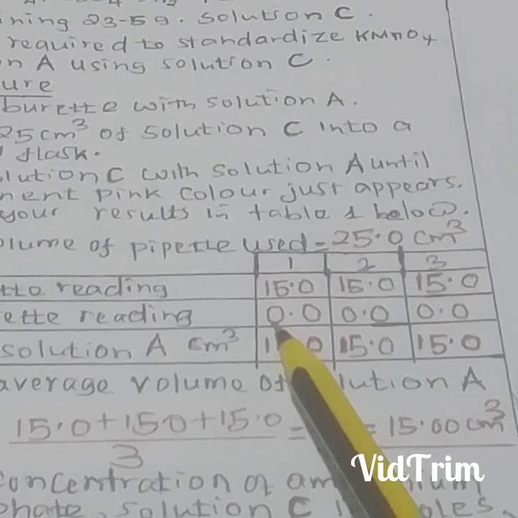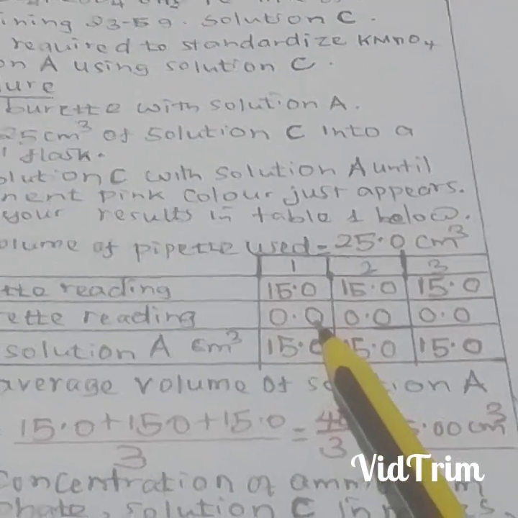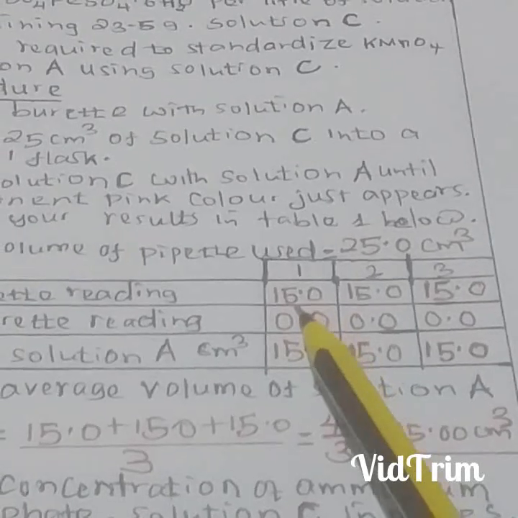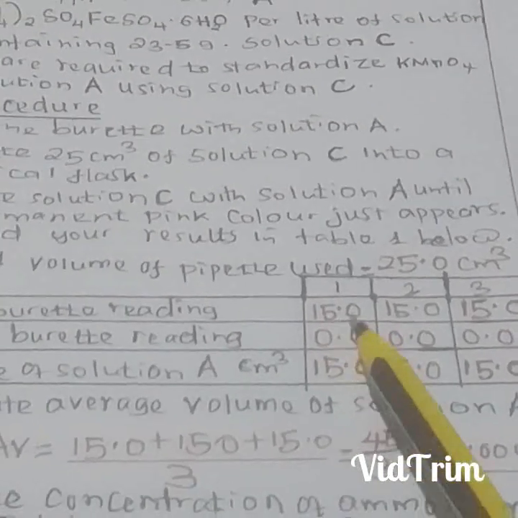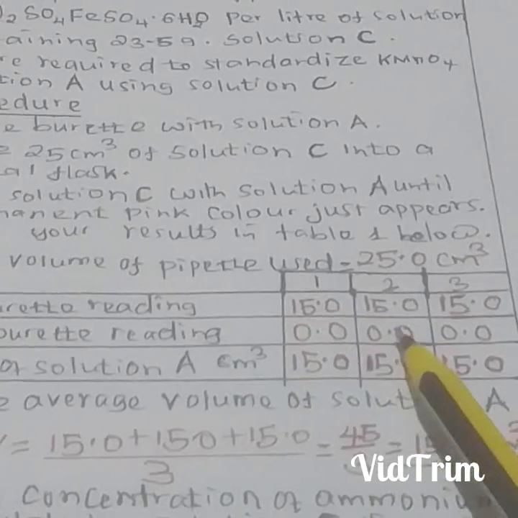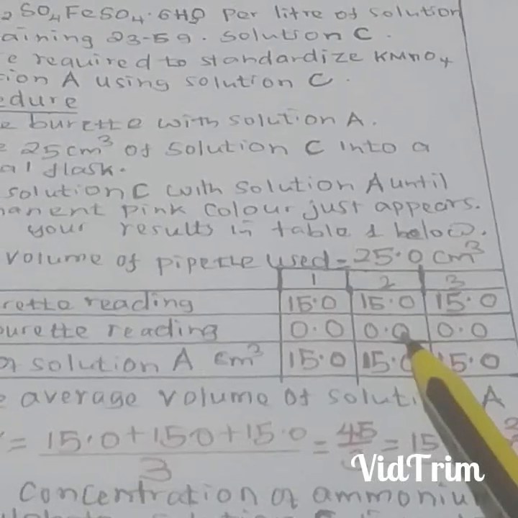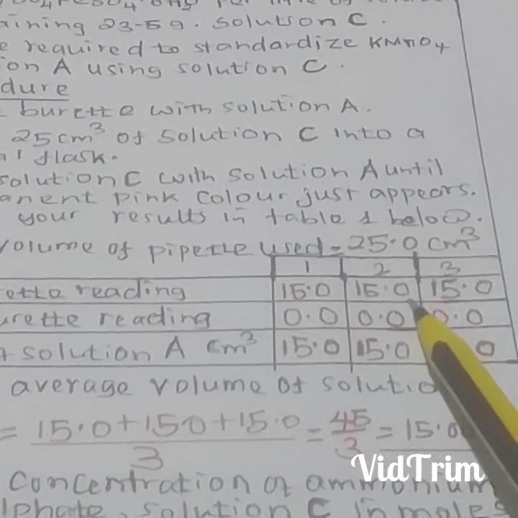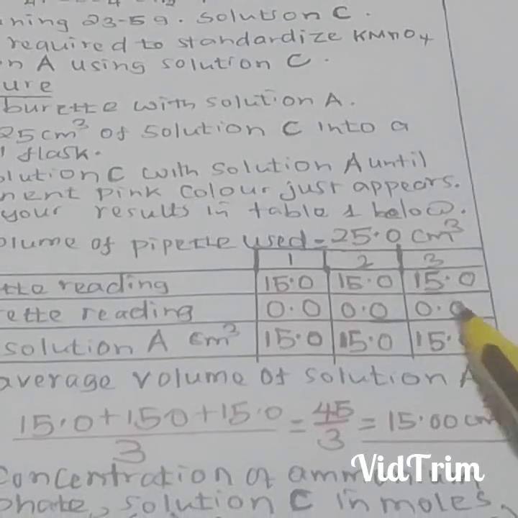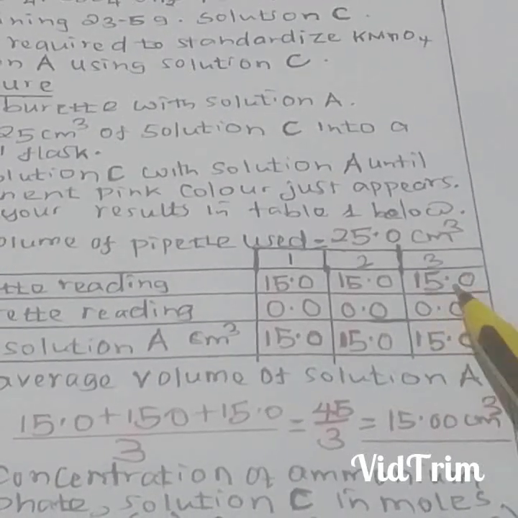So in my case, in the first titration, I'm starting from 0 and I found out that the final burette reading is 15. Is it okay? Then in the second titration, I also fill the burette and start from 0. Then the final value is 15.0. The third titration, the same. I fill the burette so that I start from 0. Then the final value is 15.